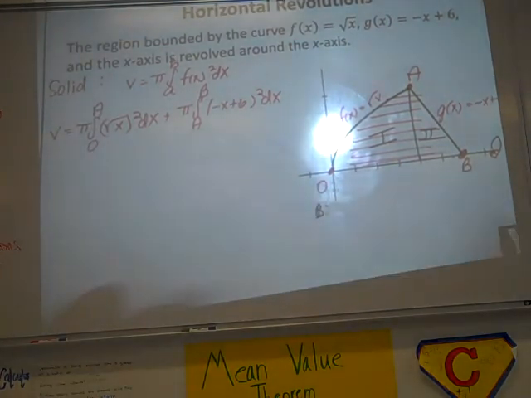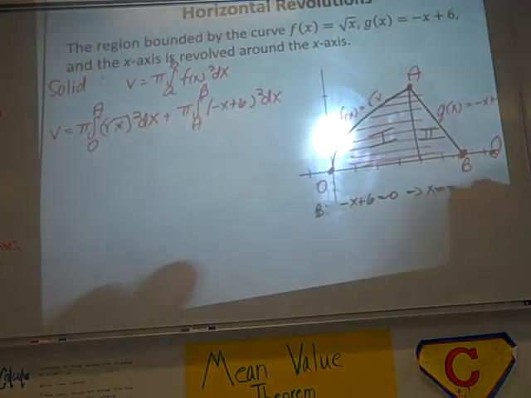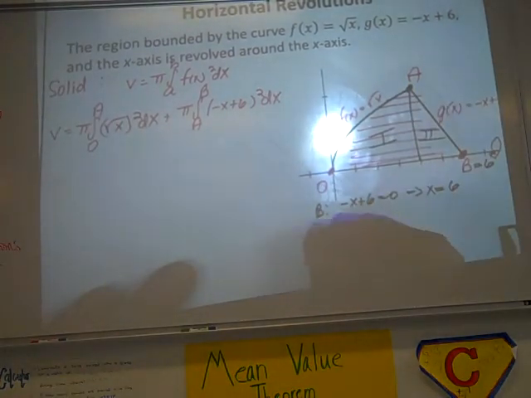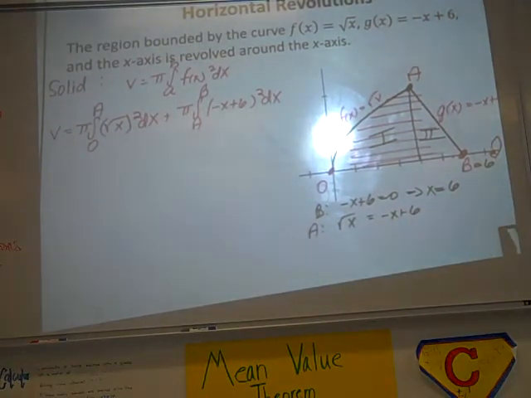That one's pretty easy. What makes B so special? B is the x-intercept for negative x plus 6. And so I can see right away that x equals 6, so B is equal to 6. Now what makes A so special? A is the intersection for the square root of x and negative x plus 6.